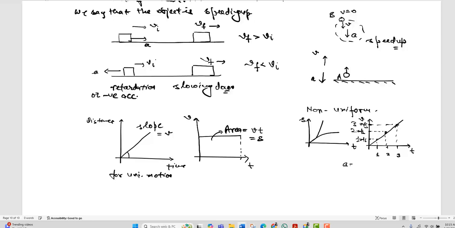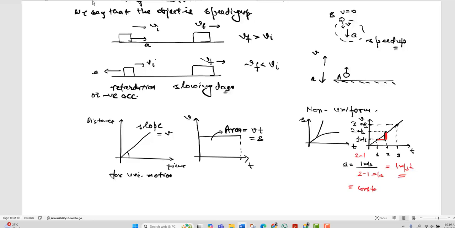So here the acceleration is the change in velocity, whichever interval you want to consider, it's up to you. Suppose you want to consider this interval. In this interval, how much is the velocity changing? From 1 to 2, so that is 1 meter per second, 2 minus 1. And what is the corresponding time interval? 2 minus 1, so that is again 1 second. So finally what you will get? 1 meter per second square.